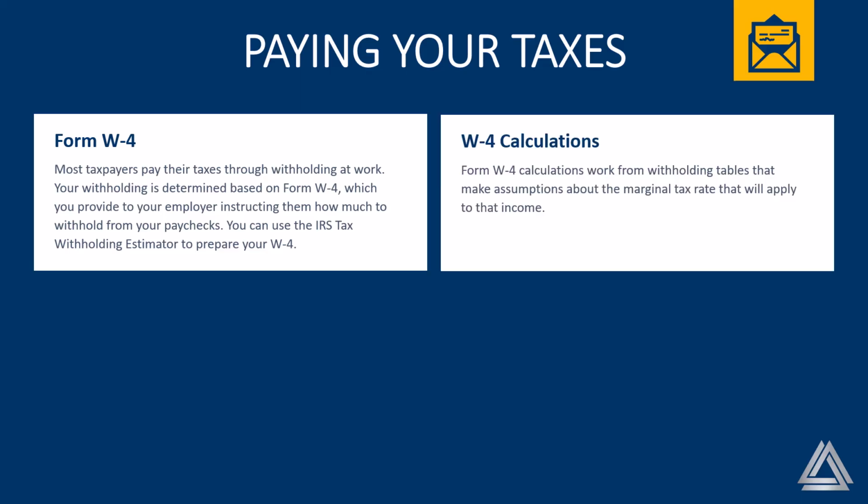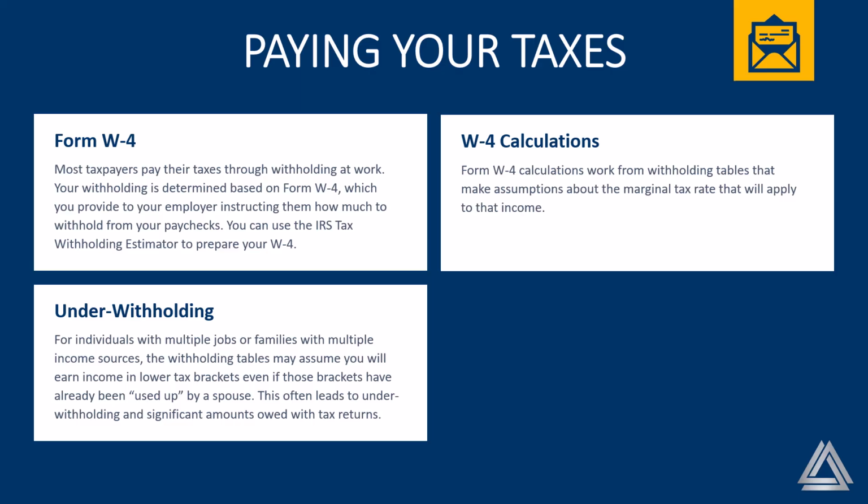W-4 calculations. Form W-4 calculations work from withholding tables that make assumptions about the marginal tax rate that will apply to that income. Under withholding, for individuals with multiple jobs or families with multiple income sources, the withholding tables may assume you will earn income in lower tax brackets even if those brackets have already been used up by a spouse. This often leads to underwithholding and significant amounts owed with tax returns.